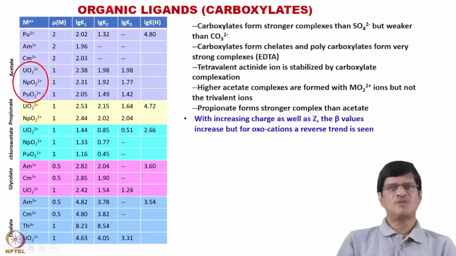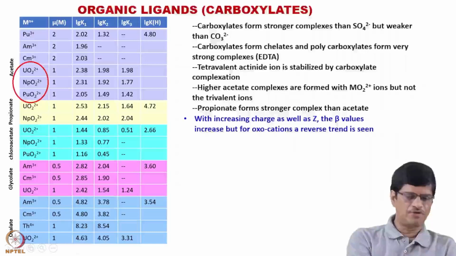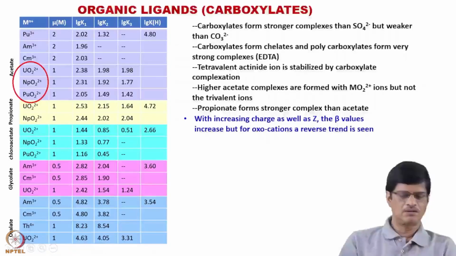Now finally we come to the oxalate ion complexation, and we see that because of the 2 minus charge in the case of the oxalate ion, the complex formation constants are significantly larger as compared to the acetate ion. See this for all the trivalent as well as tetravalent as well as the hexavalent actinyl ion, that is uranyl ion.